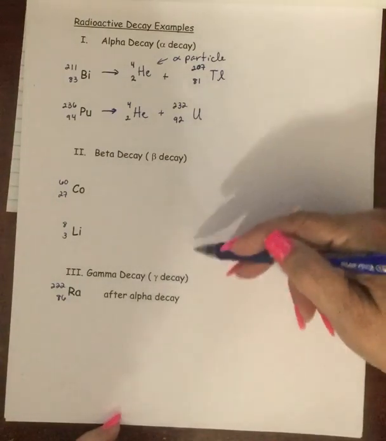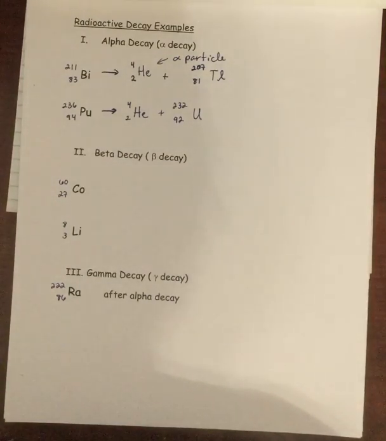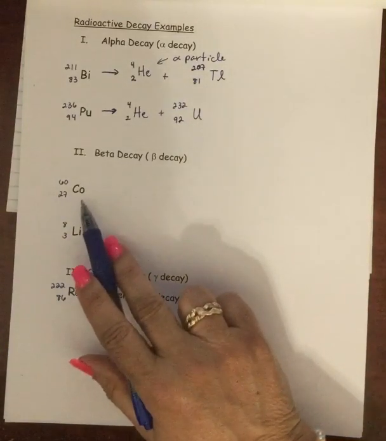Our second type of decay is beta decay. Beta decay is not as common as alpha decay. It's a little bit more penetrating. Where alpha decay can be stopped by a sheet of paper, beta decay needs a sheet of aluminum foil, basically, to stop it. So it's a little bit more penetrating.